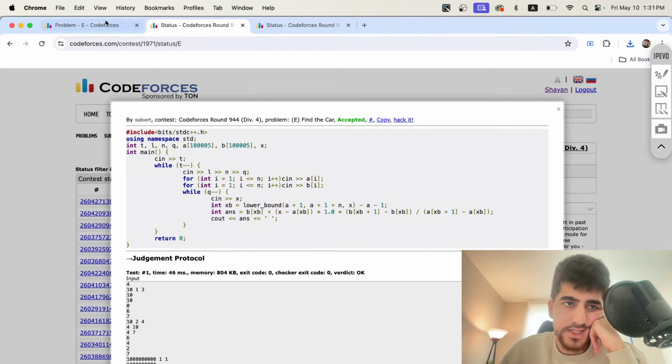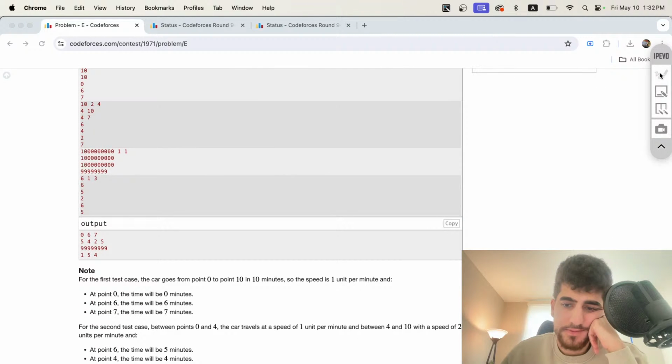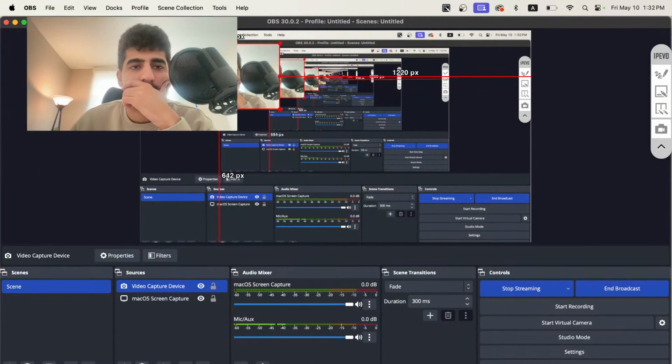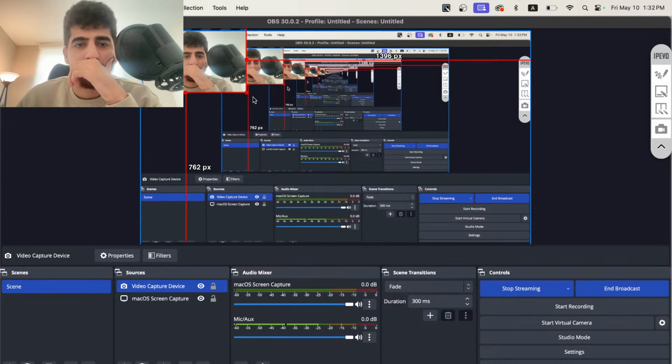Oh, you can't see the right part of the screen. That's bad. Let me fix it for a second. Let me move myself here and make myself smaller.